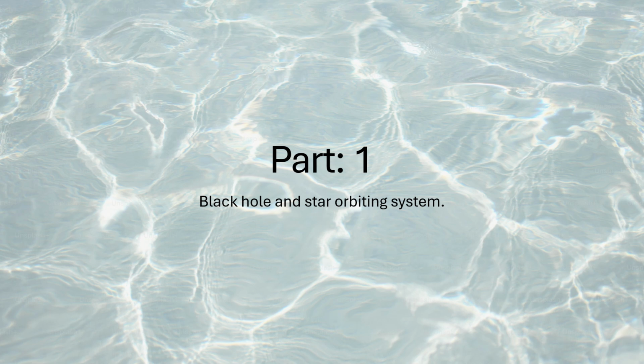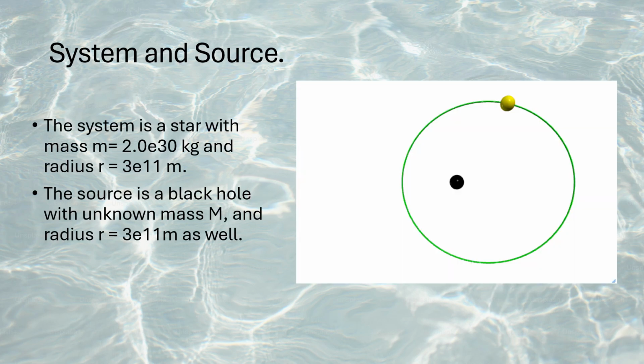Black hole and star orbiting system. The system is a star with mass 2.0 times 10 to the 30 kilograms and radius 3 times 10 to the 11th meters. The source is a black hole with unknown mass M that we will solve for, and a radius r equals 3 times 10 to the 11 meters as well.